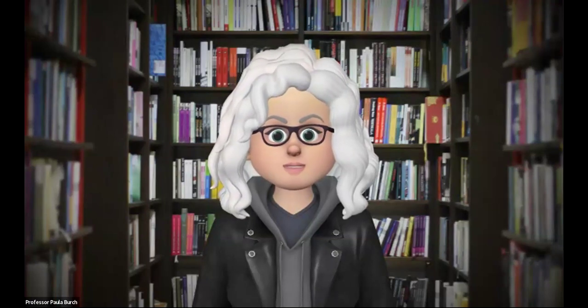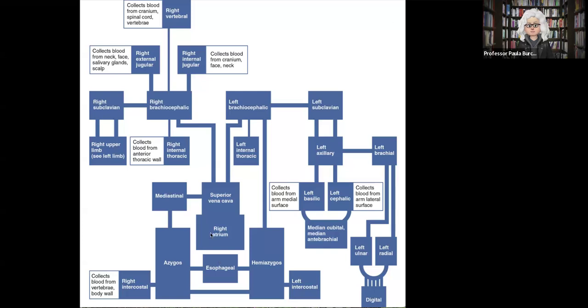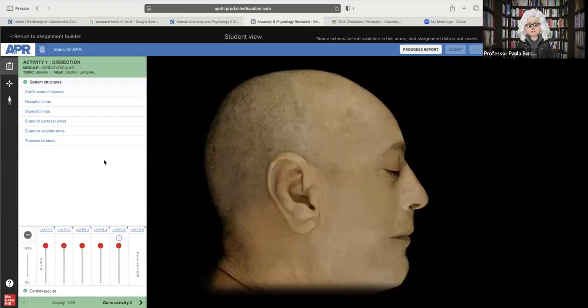Now let's go to the APR. We're going to begin with your sinuses. These are dural venous sinuses. They are going to be located in the dura mater, between the two layers of the dura mater. Remember, you have a periosteal and a meningeal layer. They're going to drain the brain and then eventually go into the internal jugular back to the heart.